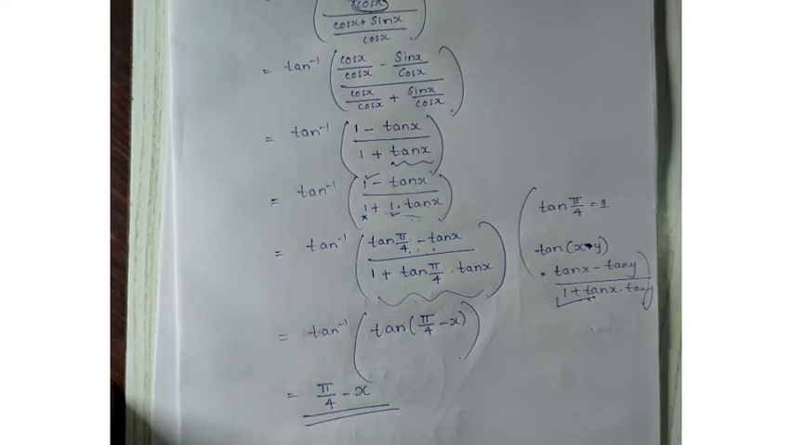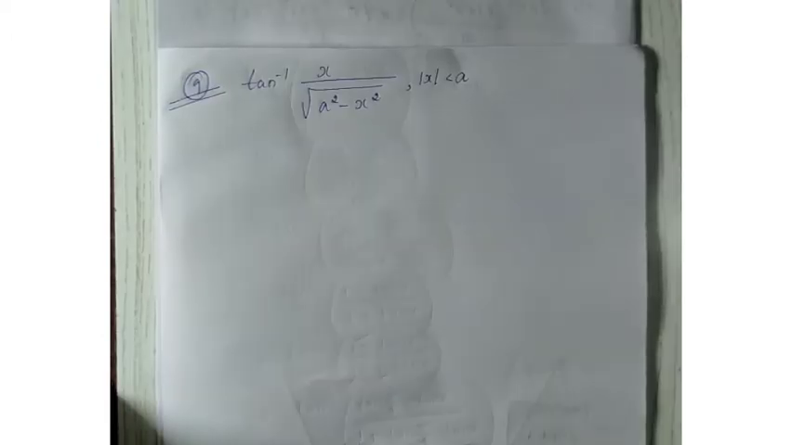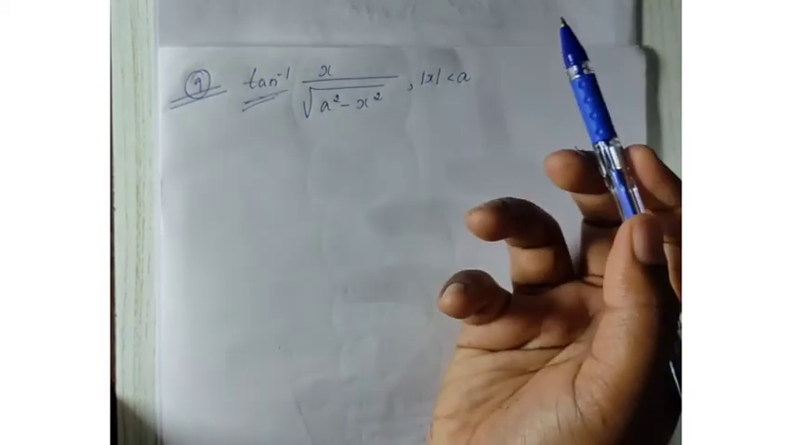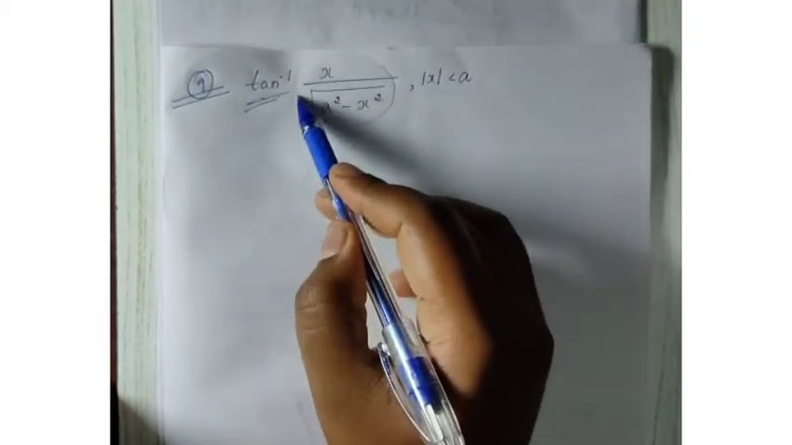Let us now begin with the ninth problem, that is tan inverse of x by root a square minus x square, where mod x is less than a. So here, the first thing is we need to observe this tan inverse. Therefore, we want this term in the form of a tan function.